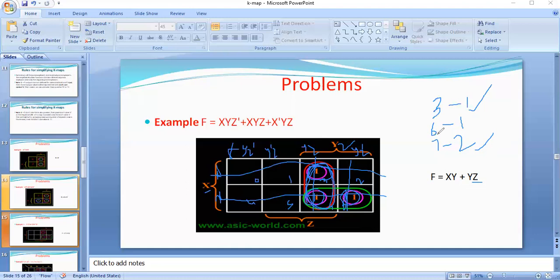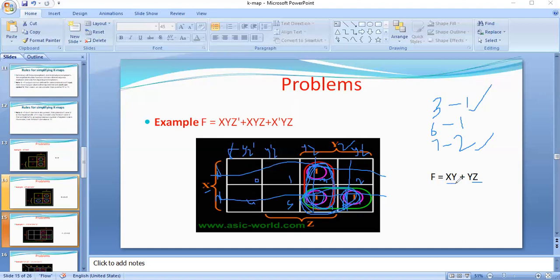Next, what do we have left? 6. Can we group 4 with 6? No. Can we group 8 cells? No. So we can group only 2 cells, those two are 6 and 7. After grouping these two cells, X is common and Y is common. So what is the term here?